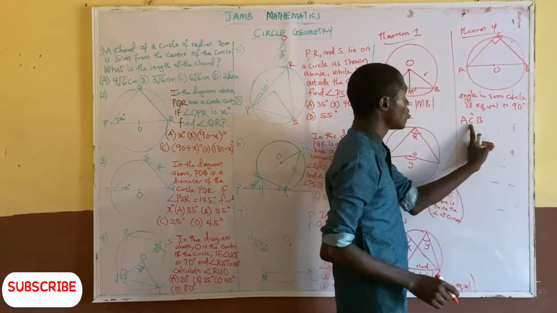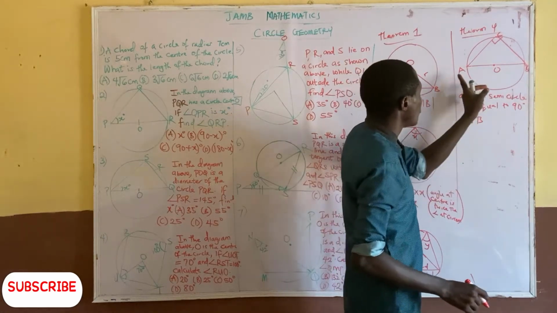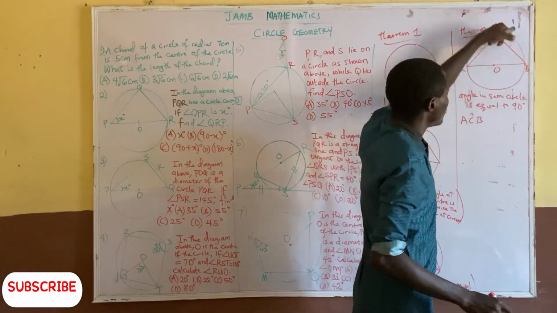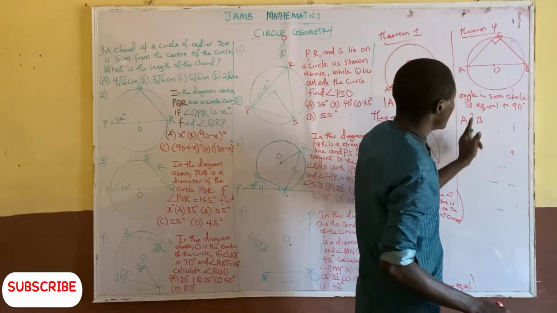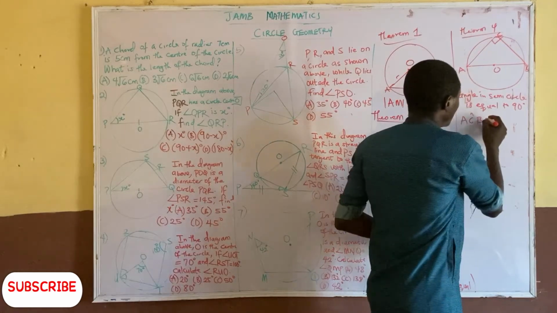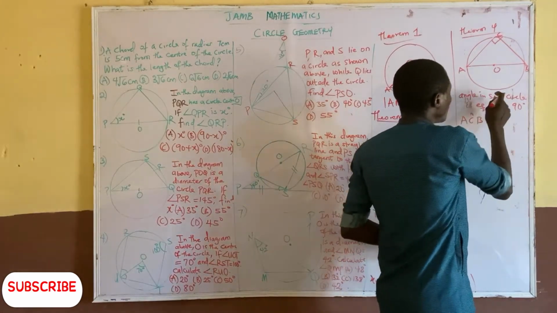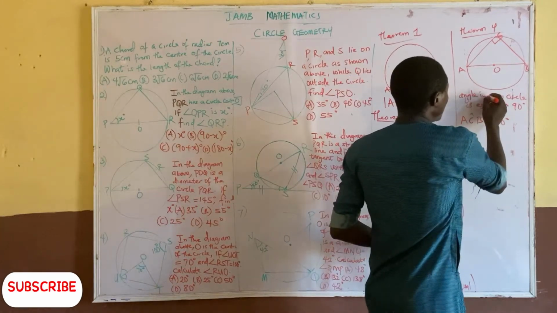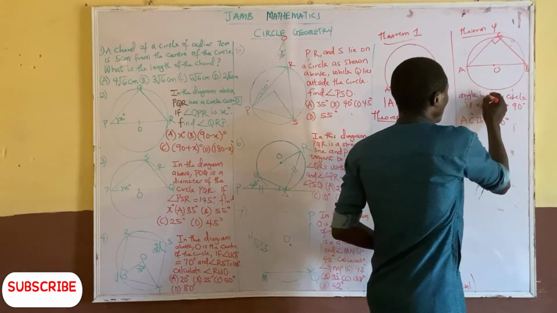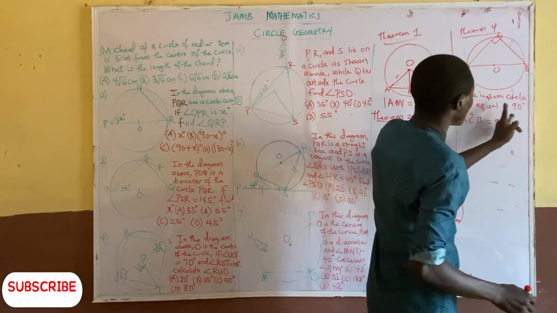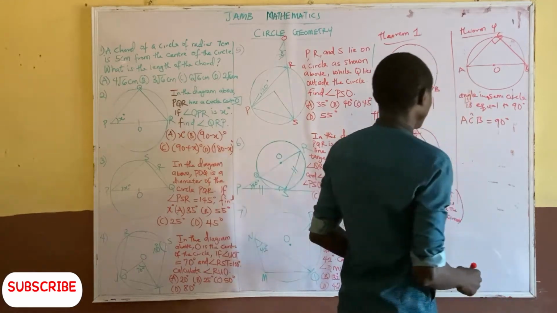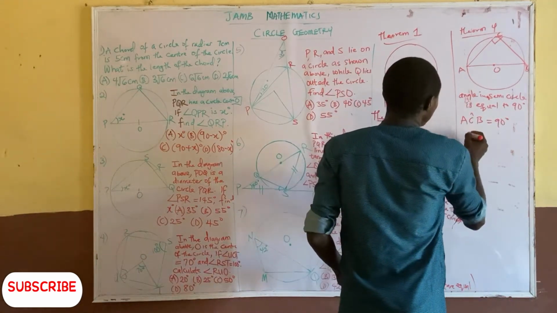Remember the angle is located at the middle letter. So A, C, B. Just make sure that where your angle is located is at the middle. So angle ACB is equal to 90 degrees. Why? Angle in a semicircle is equal to 90 degrees.